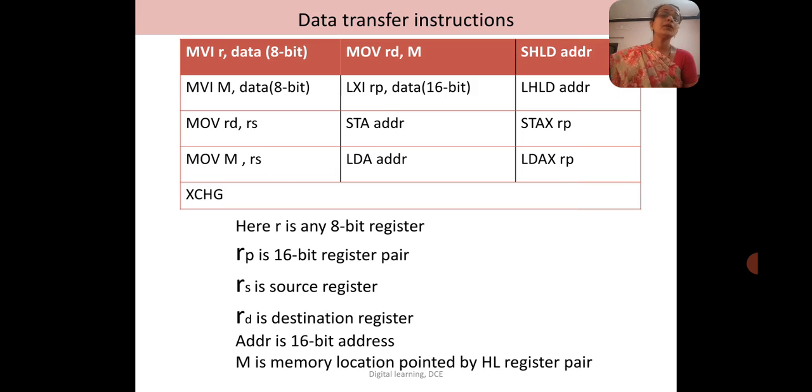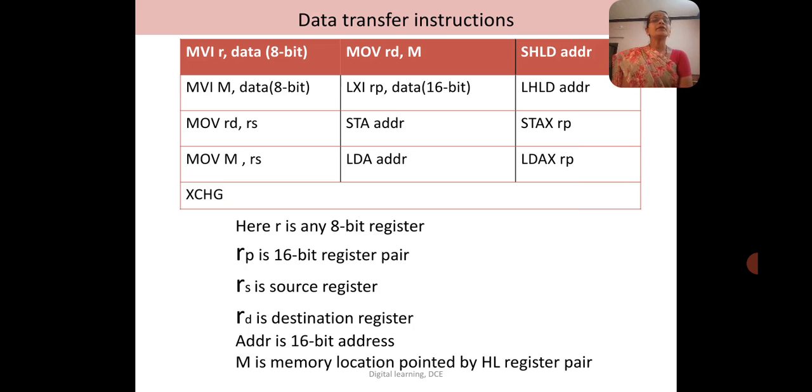Next coming to STAX RP. This indicates store the accumulator content to the memory location whose address is in the given register pair. Here DE and BC register pairs are used. HL register pair is not used with STAX and LDAX instruction. STAX instruction stores the accumulator content to the memory location. Address of that memory location is present in the register pair.